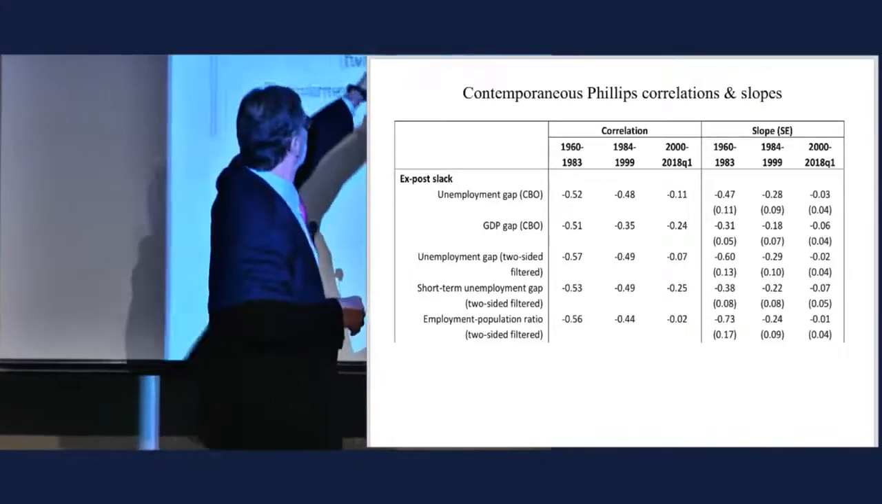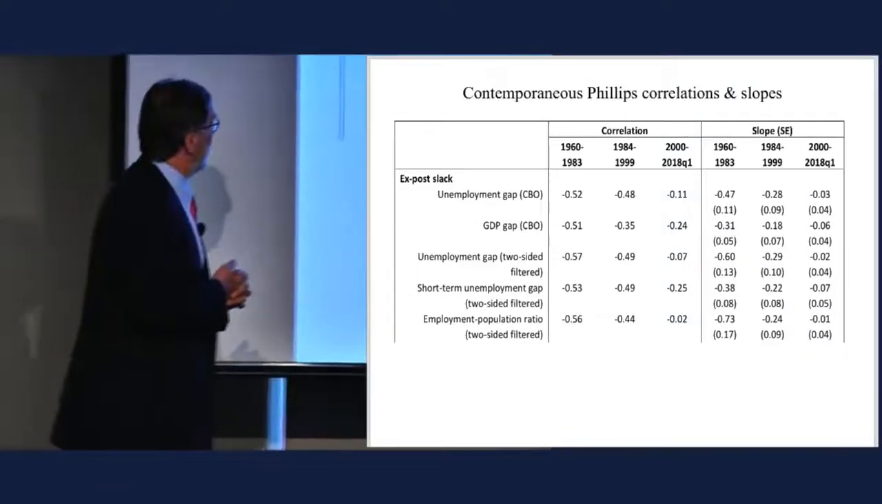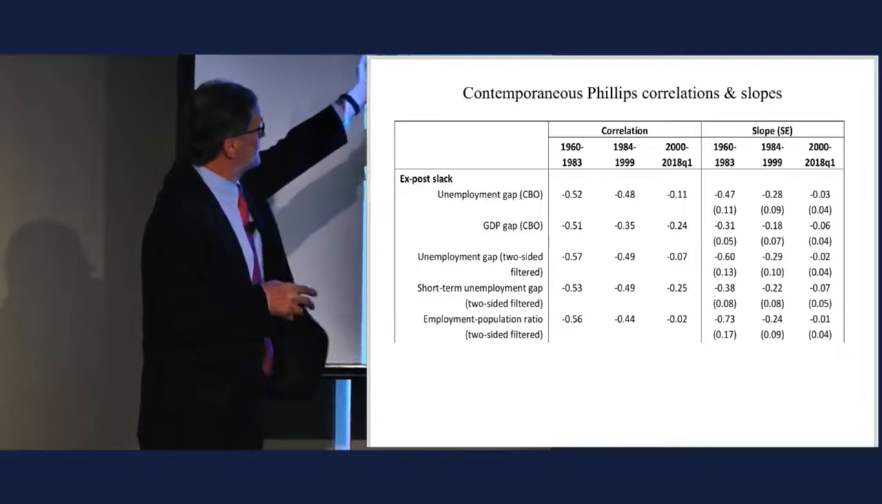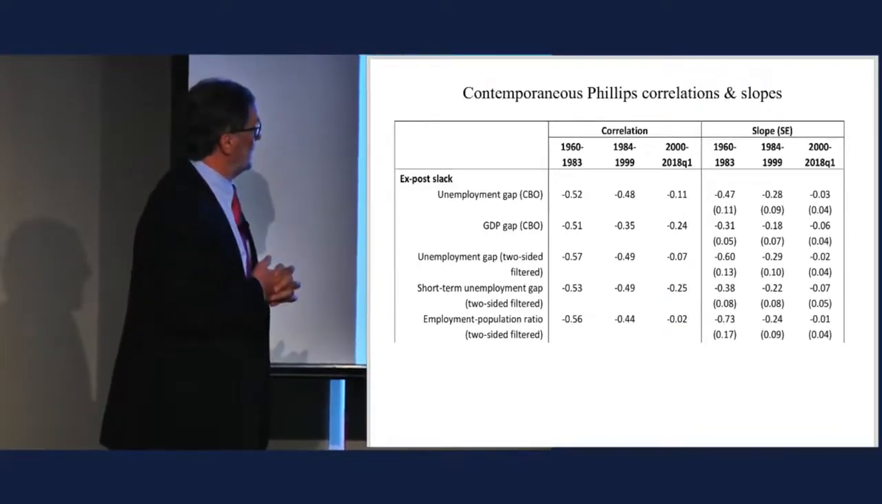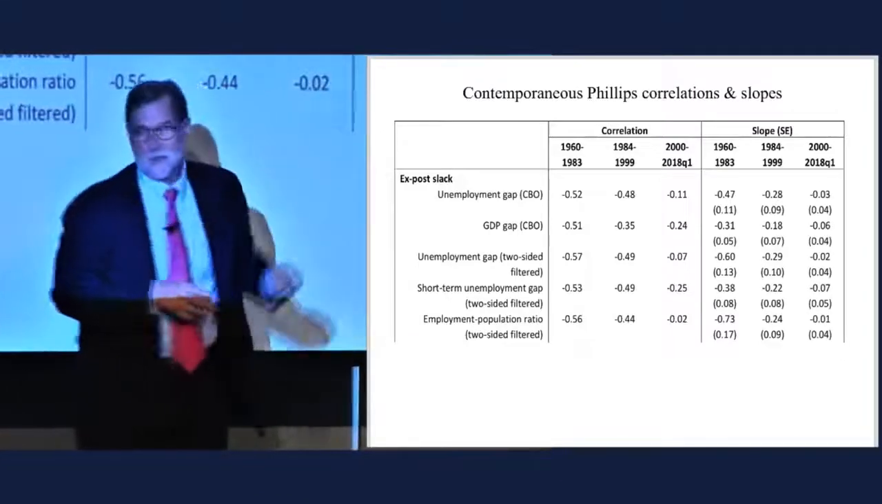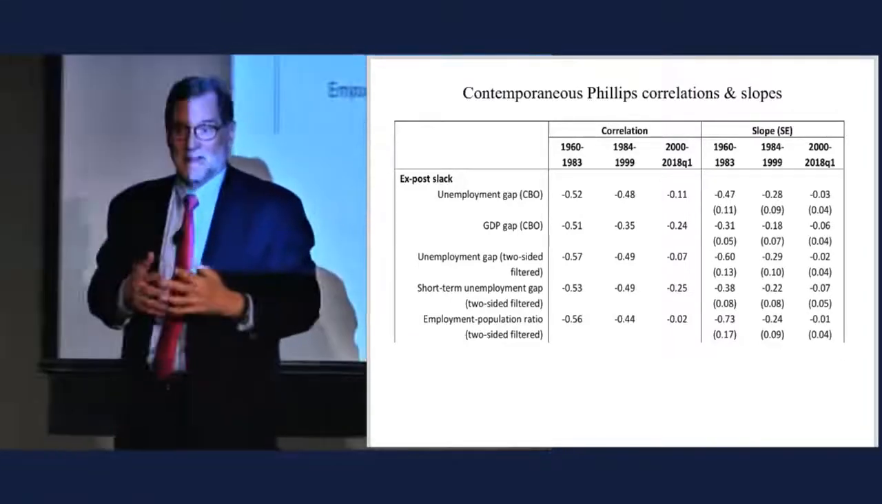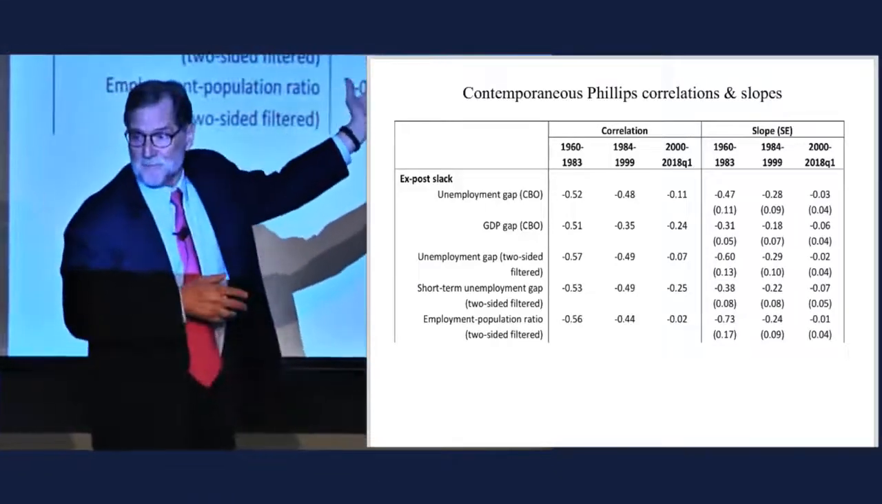So here's the number. There's the scatter plot that we saw at the beginning, the unemployment gap. The correlation has fallen in the early period from about a half to about a tenth now. And if you look at the slope of those three lines that were plotted, they went from pretty steep to pretty flat, okay?